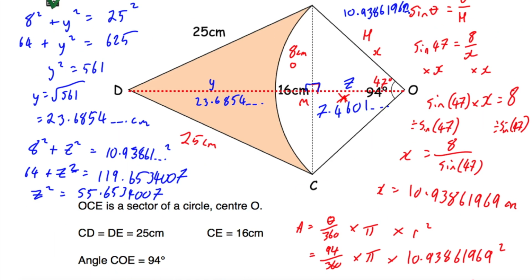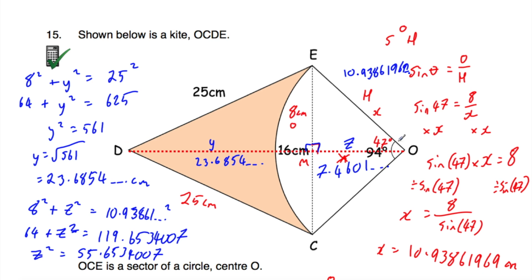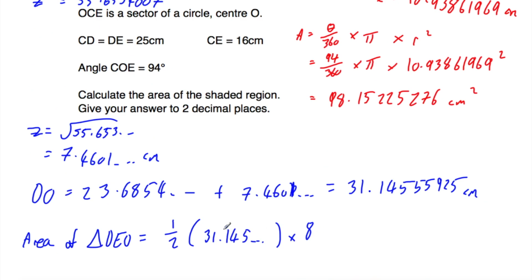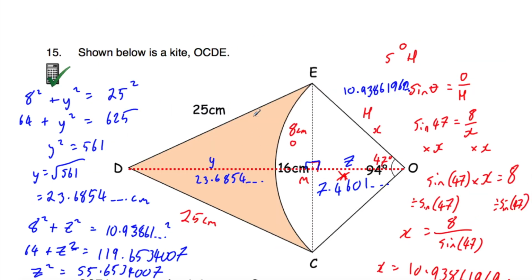Okay, now we can use that to find the area of the triangle, because we've got the length of the base and the height. We do half the base times the height. We'll get the area of triangle DEO. So let's do that. We've got half the base times the height. The base was our 31.145 and so on. The height of it was 8. And when we do that, we get an answer of the area of that triangle to be 124.582237. That's the area of that triangle on the top.